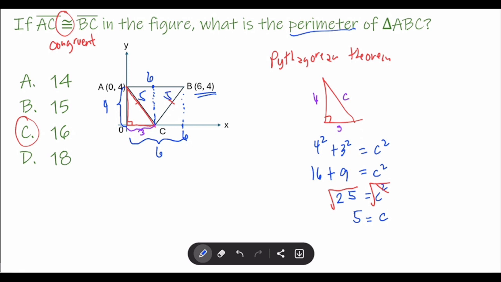So now, what is the perimeter of the triangle? We'll just add all the sides: 6 plus 5 plus 5. So this is 11, and 11 plus 5 is 16. That's why the answer is 16.